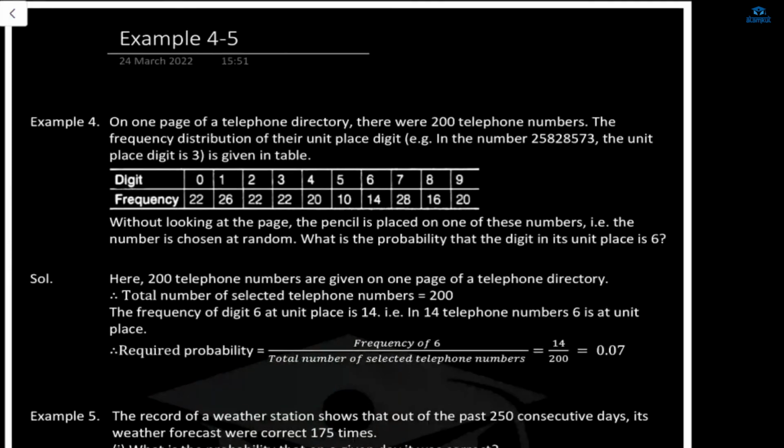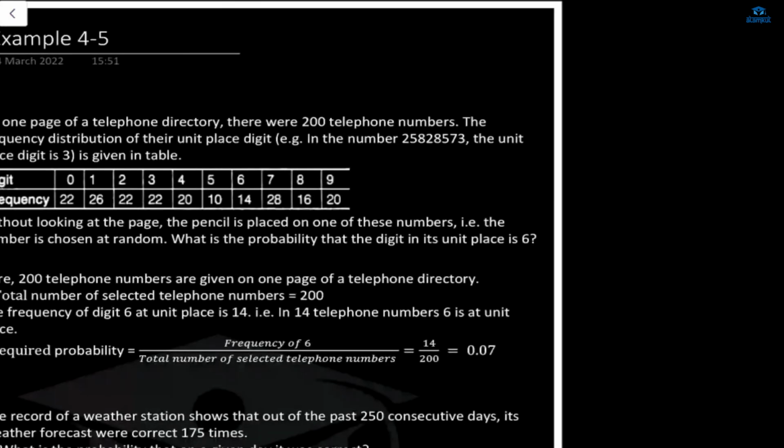How many times have we got 6? From the chart you see the frequency of getting 6 at the unit place is 14. And how many telephone numbers are there? There are 200 telephone numbers on a page. So the probability of getting 6 at the unit place is 14 upon 200.